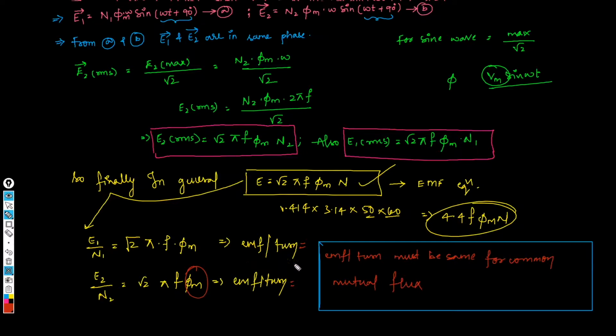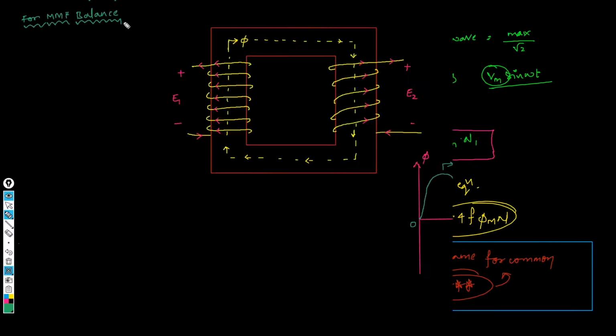EMF per turn, if I have to explain it, is nothing but the amount of voltage induced in one turn of the coil. So this is a very important and very basic thing we need to remember. We should not forget this at any point of time when we are learning transformer: EMF per turn must be the same for common mutual flux.